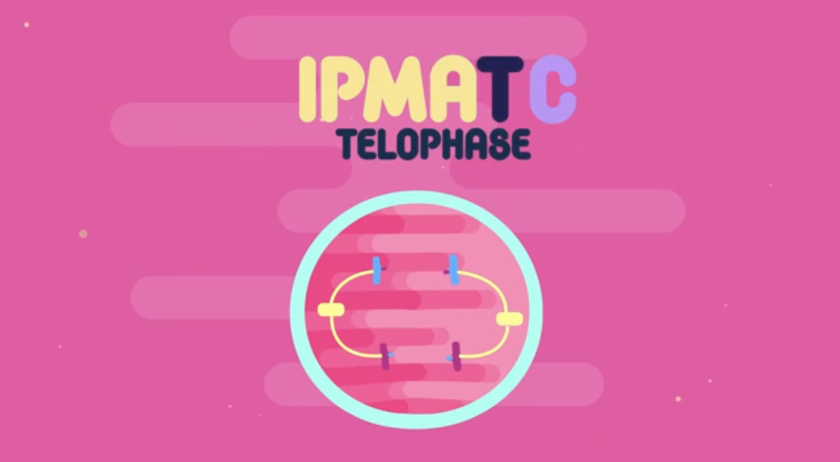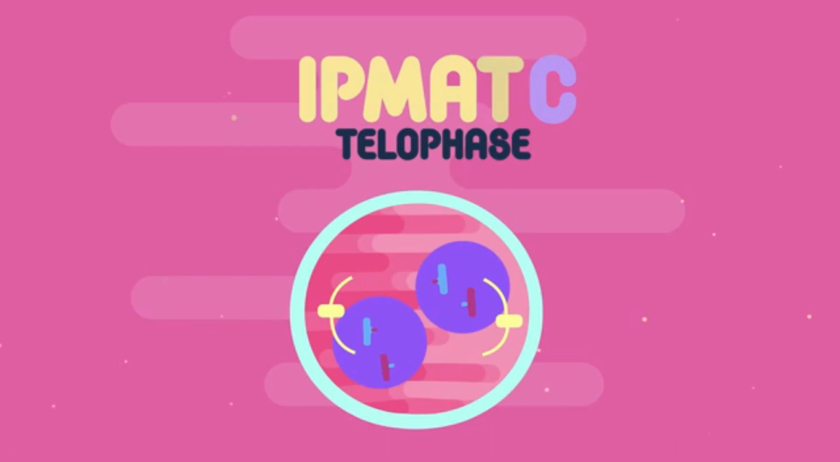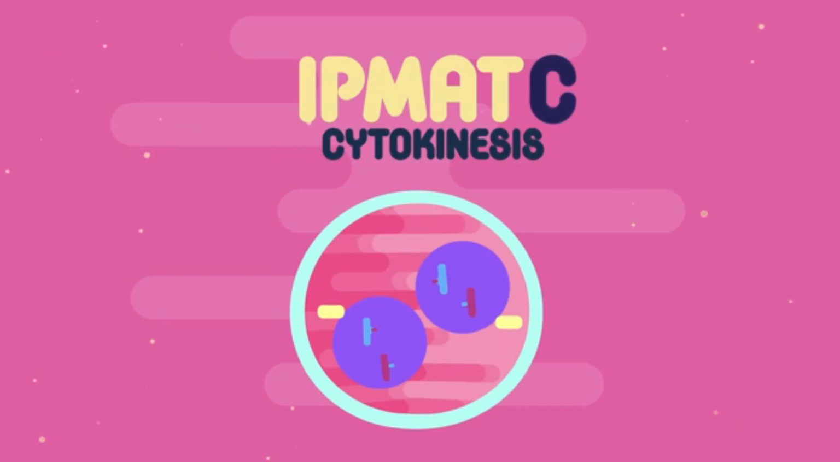Telophase: the nuclear membrane forms around each set of chromosomes. Chromosomes spread back out in their new nucleus and the spindle fibers break down. In humans, each nucleus has the normal 46 chromosomes again.